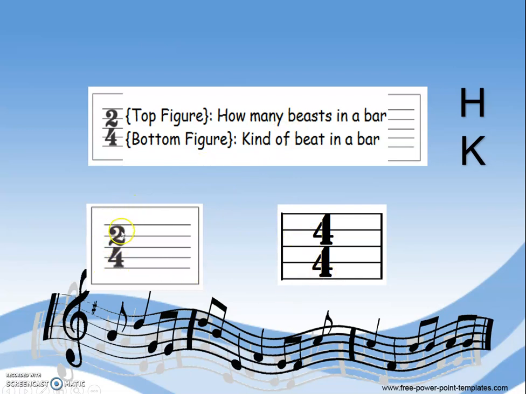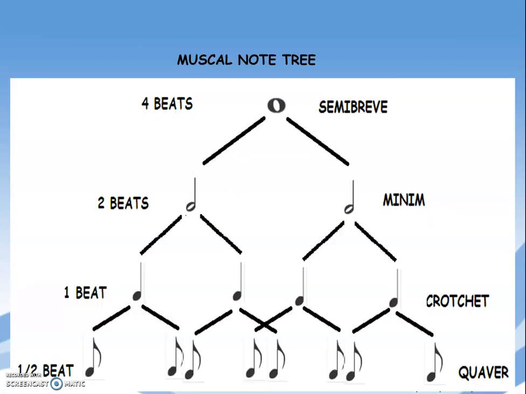But look at this one. This one is 2 4. It means that we have 2 crotchet beats in a bar. Yeah, I understand. It still sounds like magic. Okay. There's a way we can figure out the kind of beats that are in the bar. The top figure is usually easy because it's just there: 2, 3, 5. But the bottom one is where the work is. So let's figure out how to get the kind of beat.